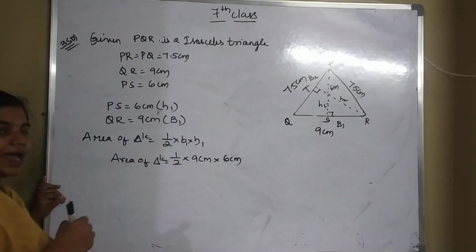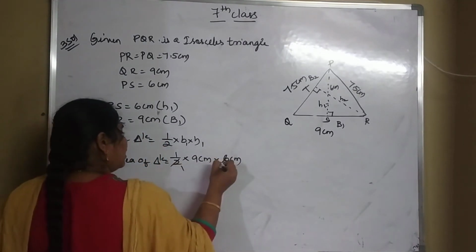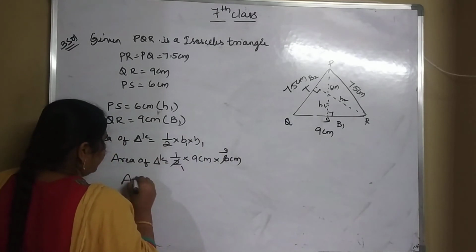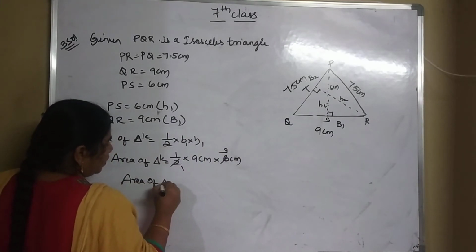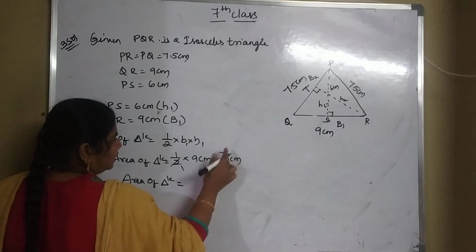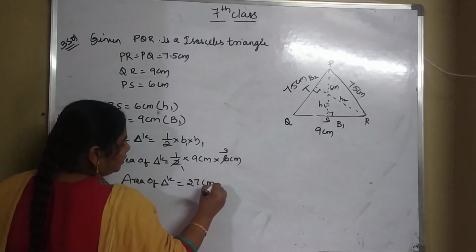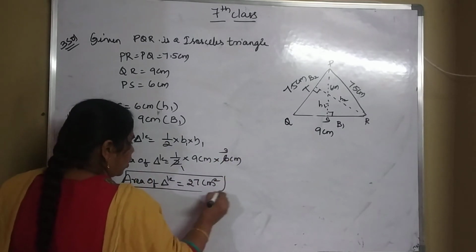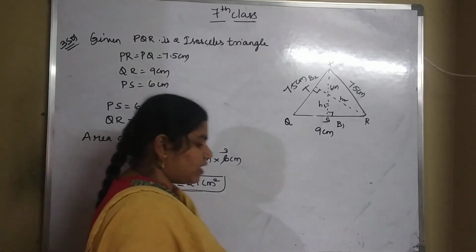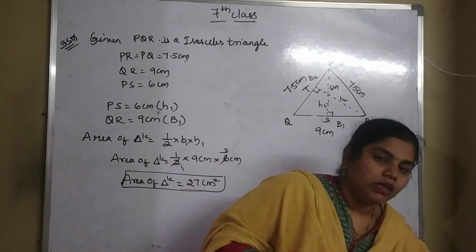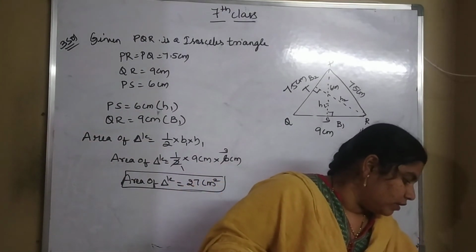Okay, so you can cancel here. 9 ones are 9, threes are. So area of triangle is equal to 9 threes are 27 centimeters square. So you got the area of a triangle as 27 centimeters square. So now we have to find the height value.